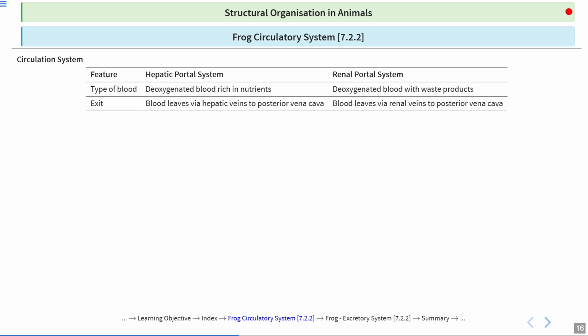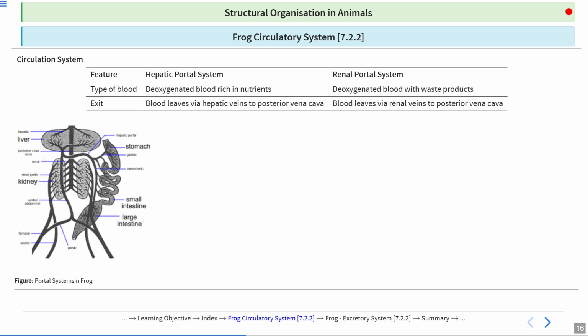Exit. Blood leaves via the hepatic vein and posterior vena cava, and in the renal portal system, blood leaves via the renal vein to the posterior vena cava. It is the same thing, posterior vena cava or inferior vena cava. So here you can see the hepatic vein, and here you can see the renal vein, right?